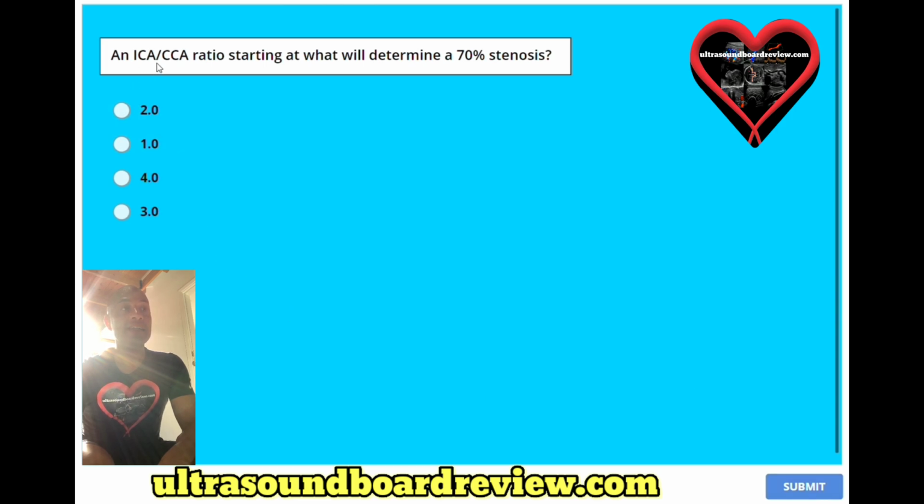Question 28. An ICA-CCA ratio starting at what will determine a 70% stenosis? A, 2.0, B, 1.0, C, 4.0, or D, 3.0? The answer is C, 4.0.